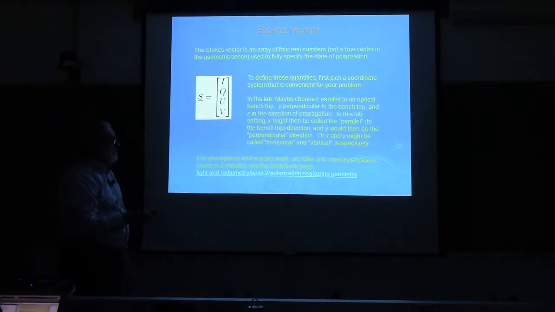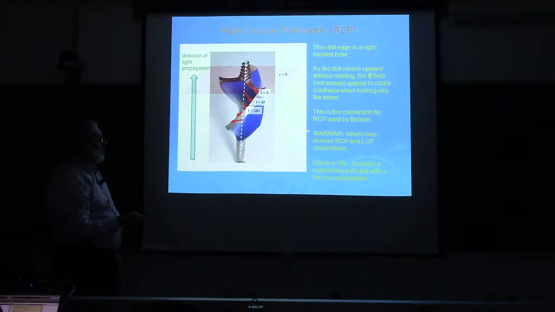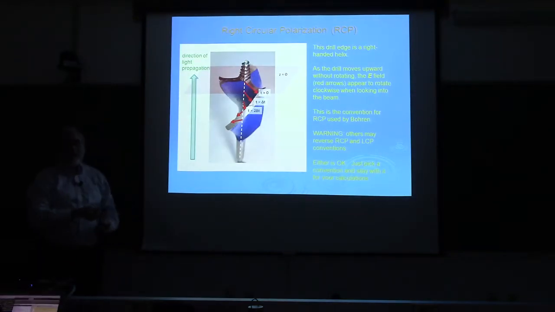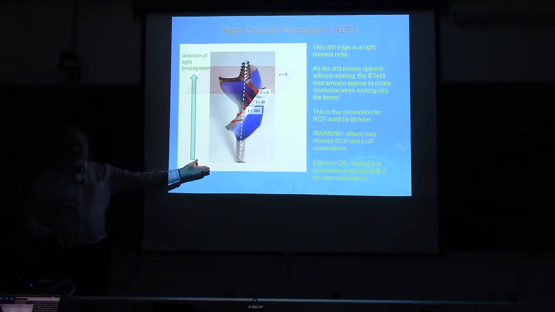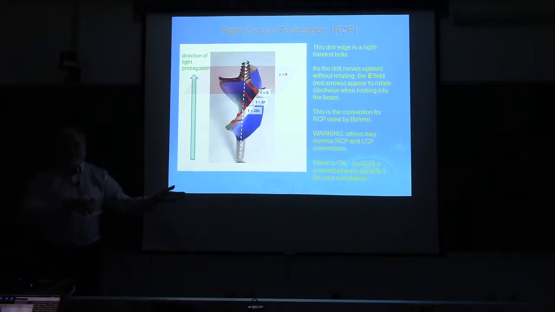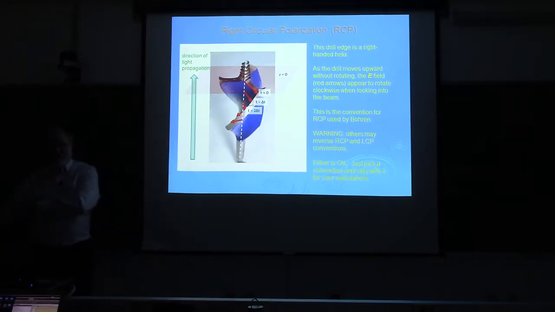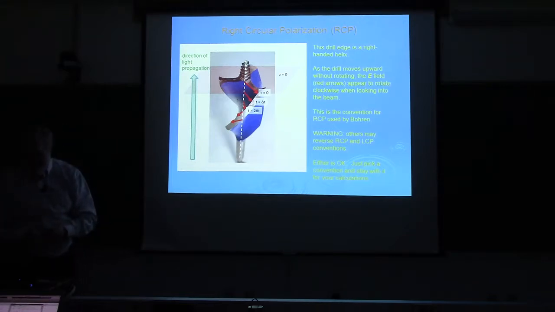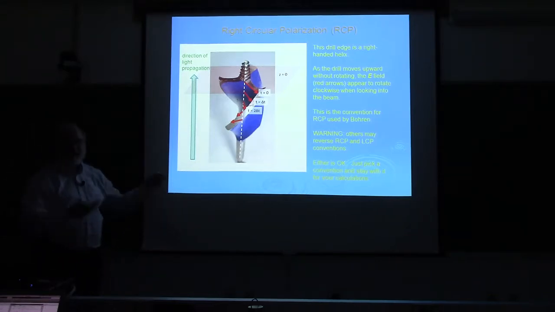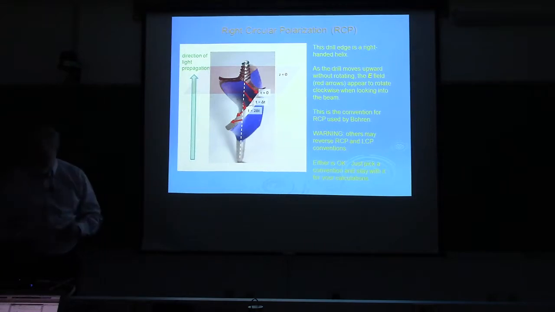That's what Craig Bohren uses in his books. The catch is, depending on whose book you read, other people will call this left-handed circular, and about 50% of the people are on one side and 50% the other way. It depends whether you come from a physics department or a chemistry department or an astronomy department as to how they define right and left. It doesn't matter. You just pick a convention and stick with it in your paper.